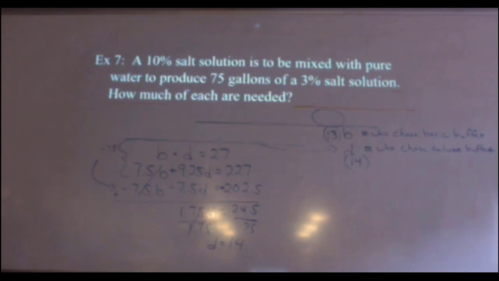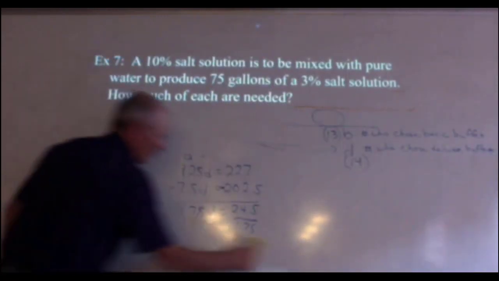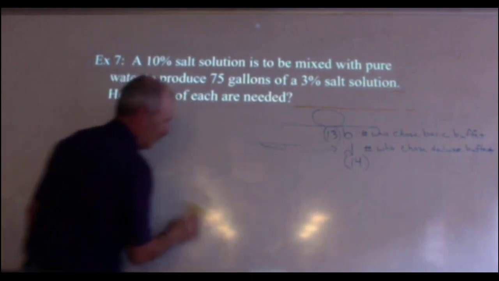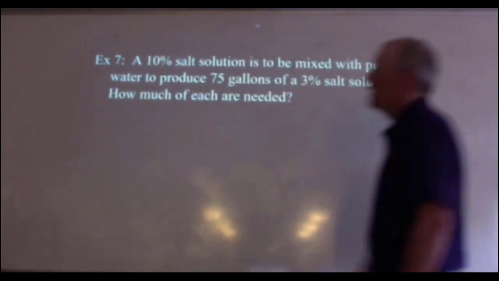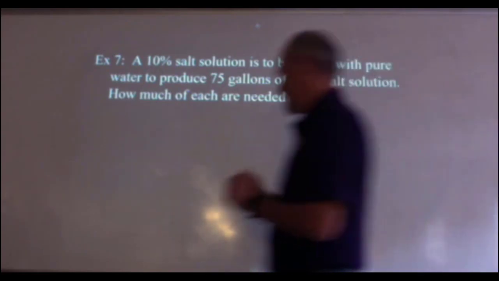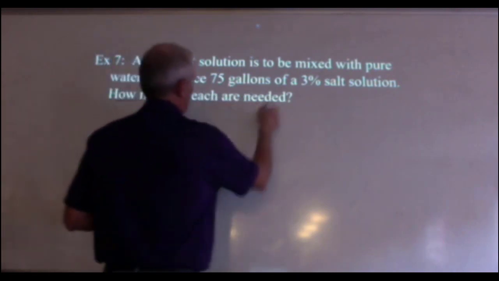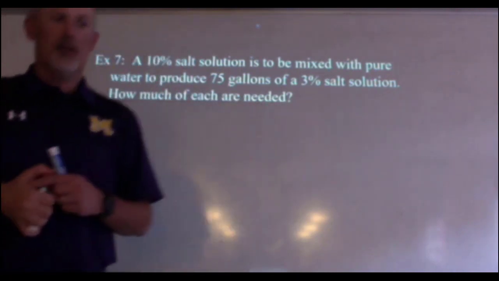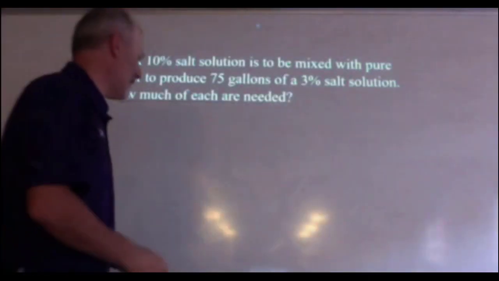All right. Example 7, last one on this one, I think. A 10% salt solution is to be mixed with pure water to produce 75 gallons of a 3% salt solution. How much of each are needed? So again, here's our question: how much of each are needed? That's where we're probably going to get our variables from, if that makes sense.